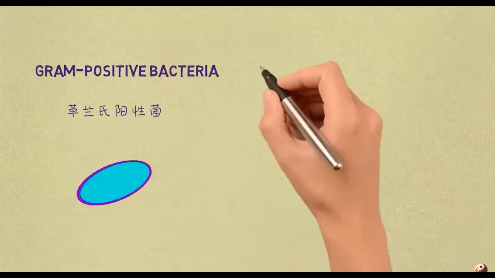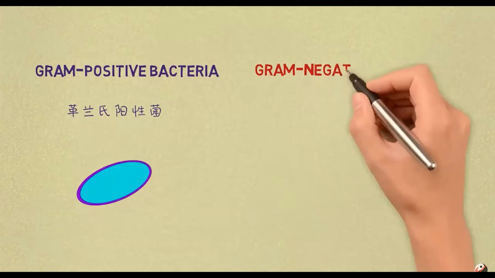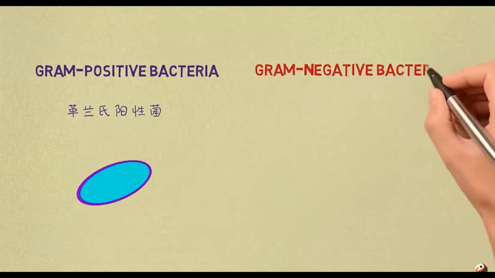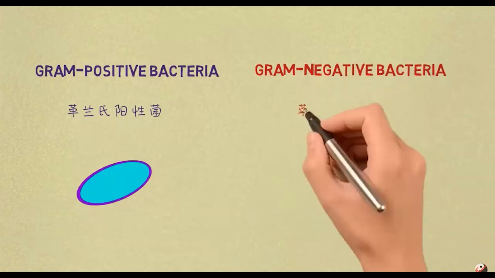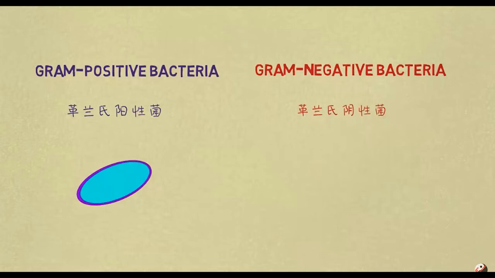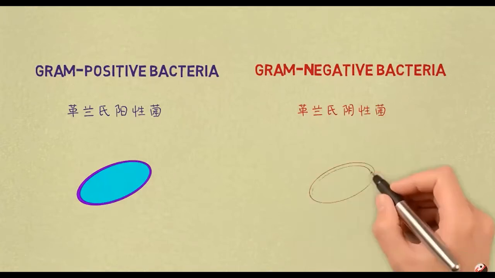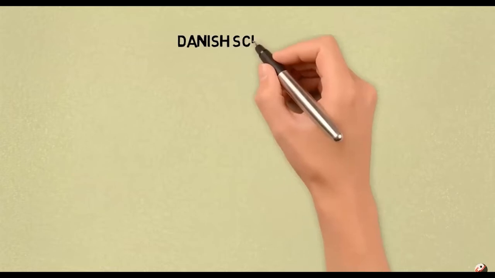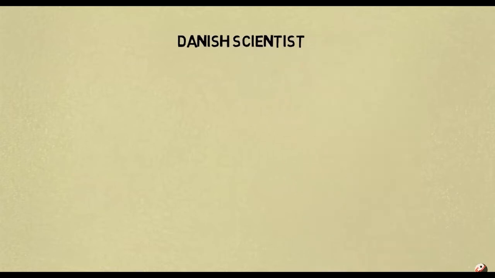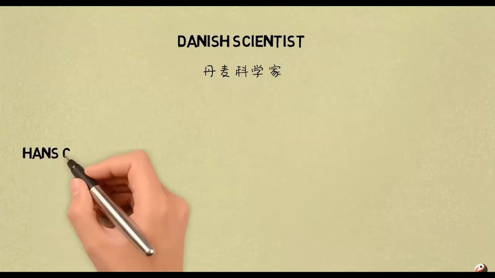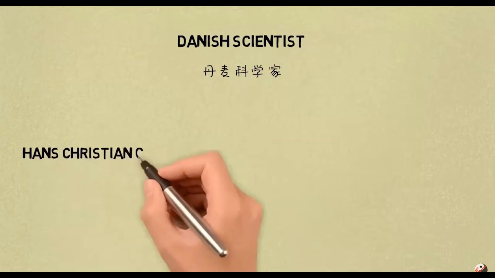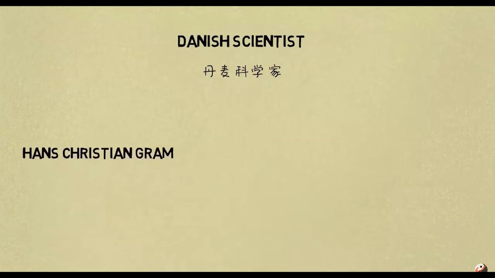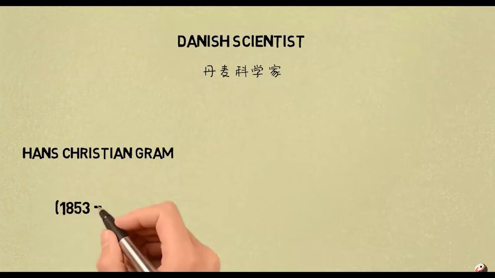While Gram staining is a valuable diagnostic tool in both clinical and research settings, not all bacteria can be definitively classified by this technique. This gives rise to Gram-variable and Gram-indeterminate groups. The method is named after its inventor, the Danish scientist Hans Christian Gram, 1853 to 1938, who developed the technique while working with Karl Friedlander in the morgue of the City Hospital in Berlin in 1884.